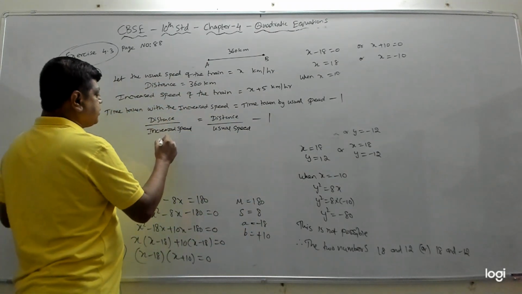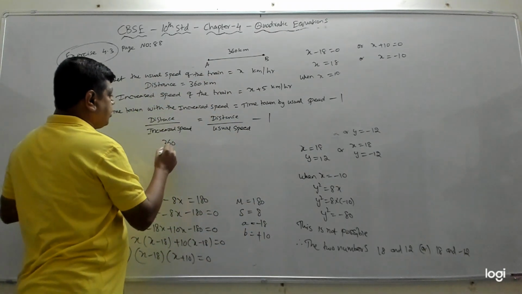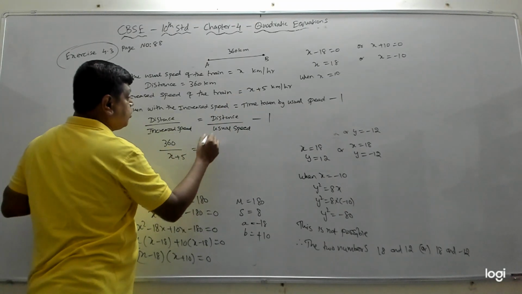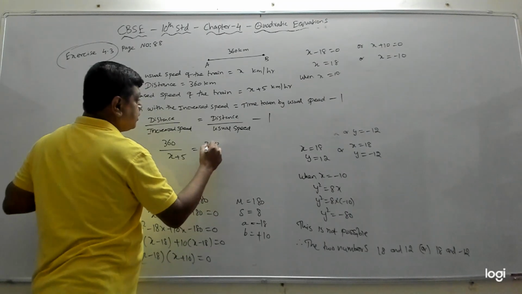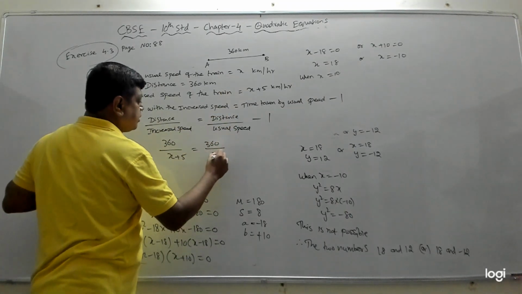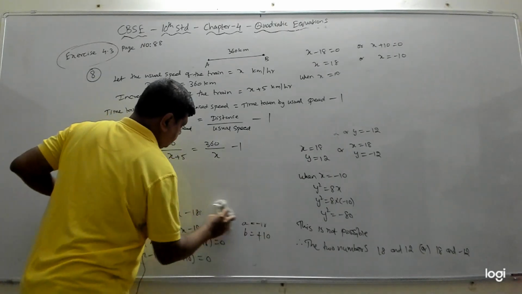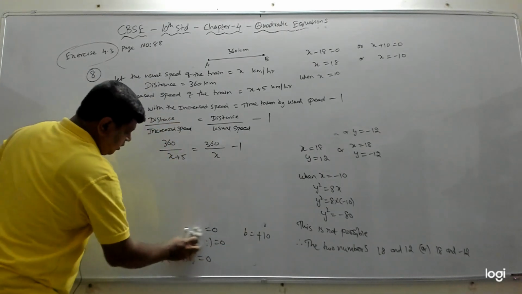Now what is the distance? 360 kilometers, by the increased speed, x plus 5, equal to, what is the distance? 360, by the usual speed x, minus 1. Clear?